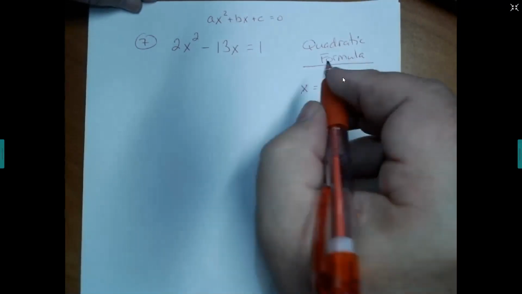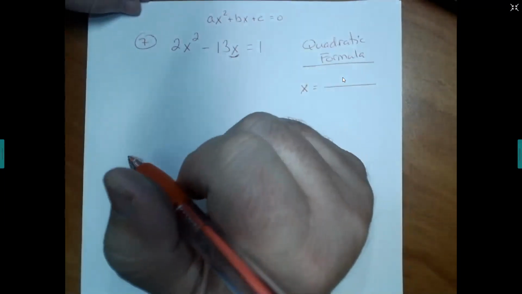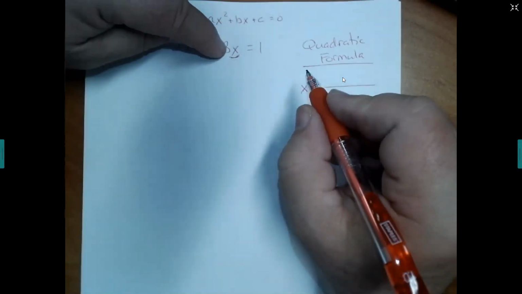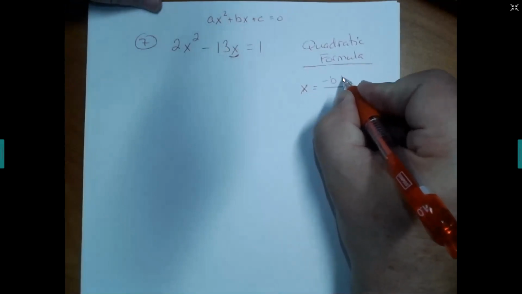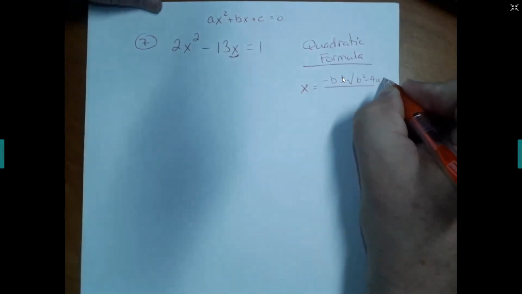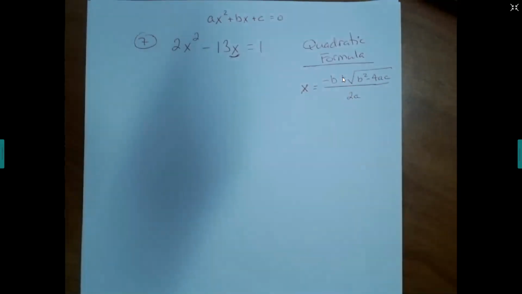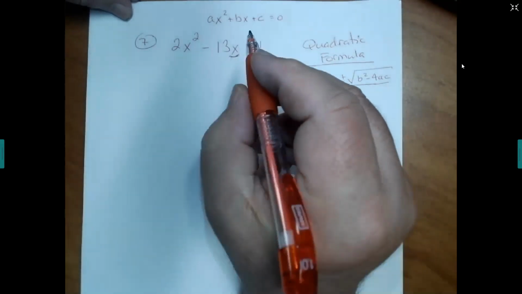x equals, well, whenever you use the quadratic formula, what you're solving for is the middle term. What if that was z, you'd be solving for z. If it was x cubed, you'd be solving for x cubed. Negative b plus or minus the square root of b squared minus 4ac over 2a. All it is is plug and play, but your equation has to be equal to 0 first.